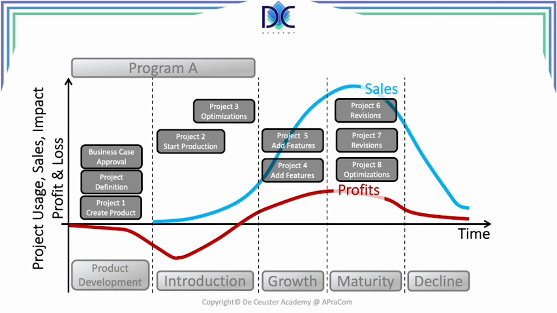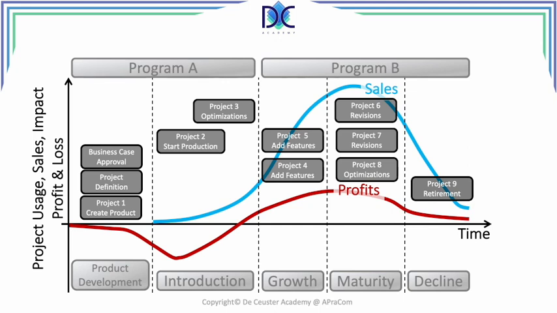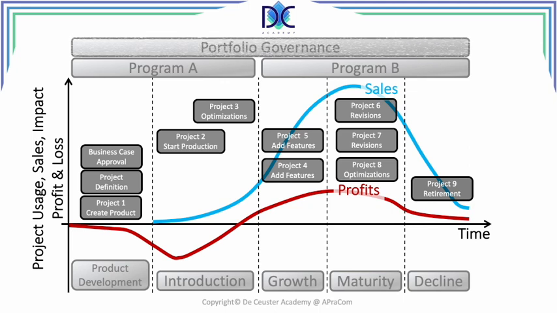Certainly in maturity, it's very important to optimize all the processes because all these things are going on. All the competitors are doing similar things, and we have to ensure that our products still have a good quality and that we are competitive and that we make a profit. At the end, we see project retirement, project 9, the retirement of the product that we finished. That could be considered to be a second program. All of that is considered as a part of portfolio governance.